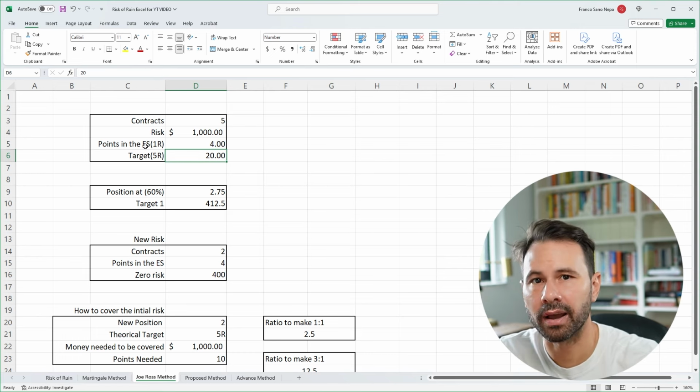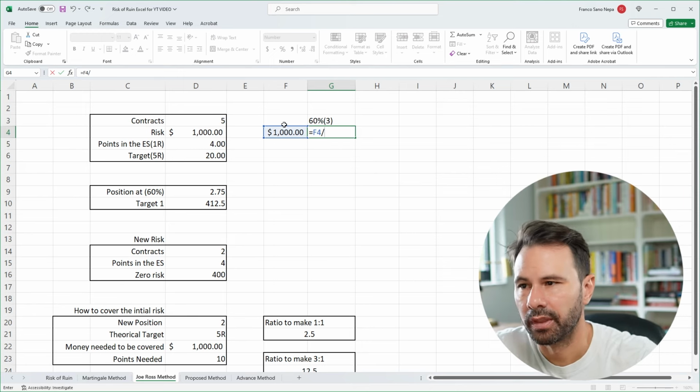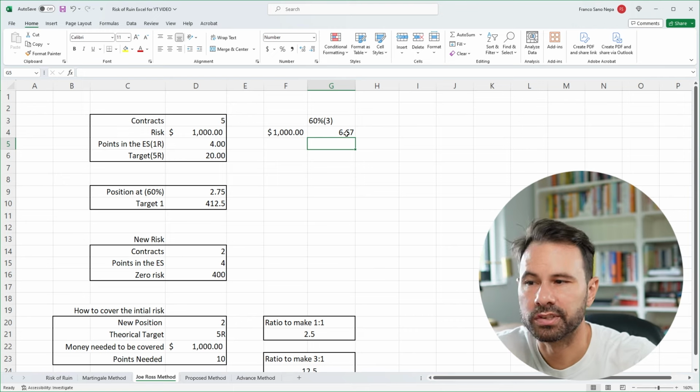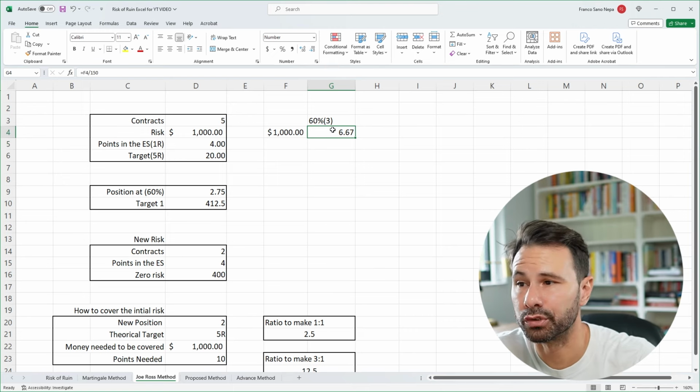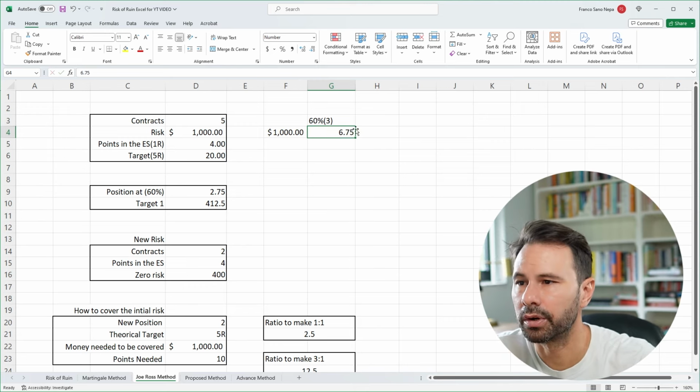Number one, the initial risk is $1,000. You need to close the 60% position, meaning 3 contracts. And let's see, how much do we have to make with 3 contracts to cover $1,000? So here you can see $1,000 divided by $150, which is 3 contracts per point, right? And this gives us 6.67 points on the ES futures to cover $1,000 with 3 contracts. So let's round this up to 6.75 because it's quarter increments.